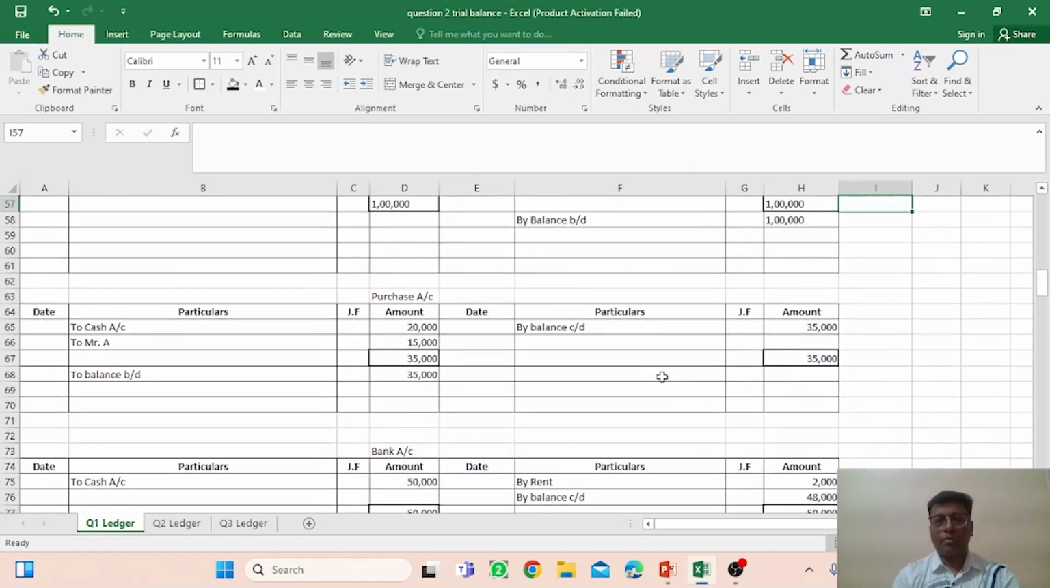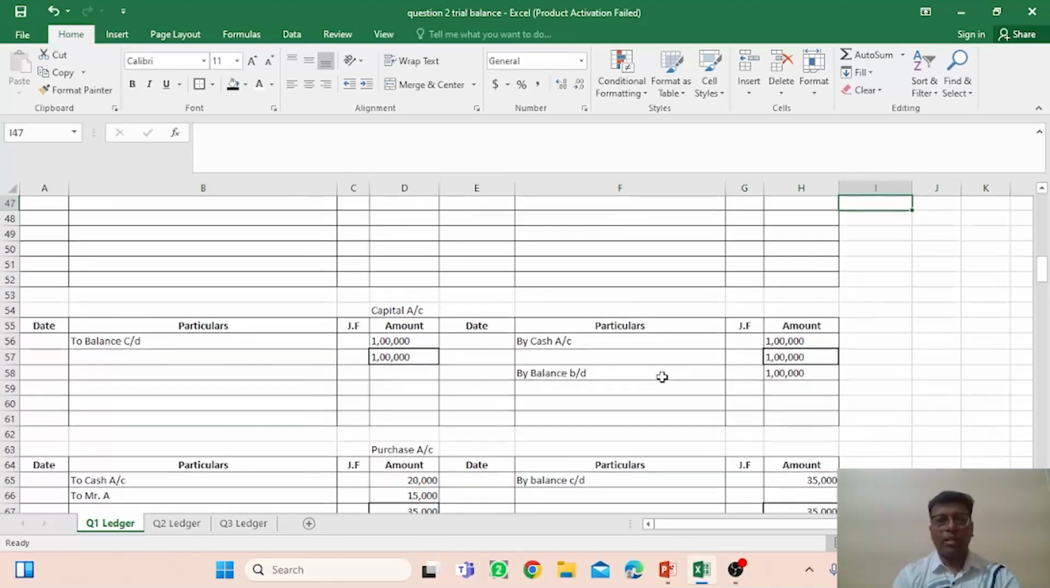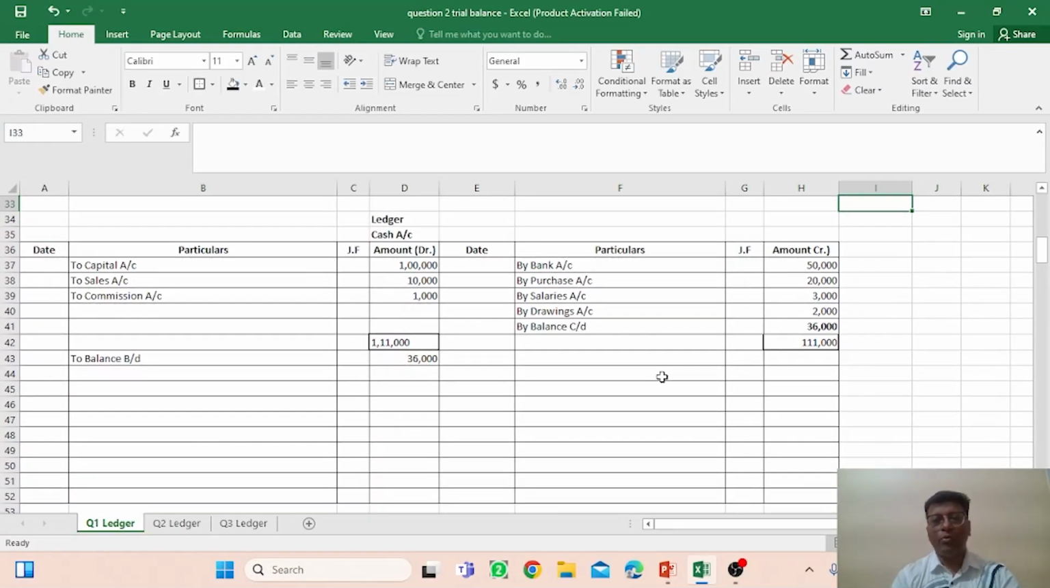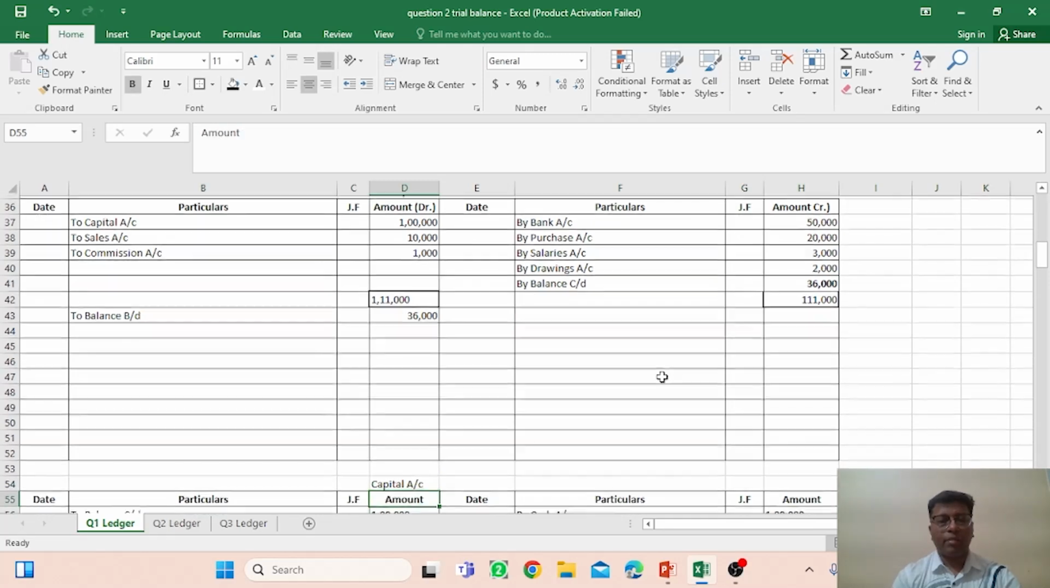You have to be very conscious when you are carrying the balances, because if the debit balance is there in a particular account, you have to write the debit balance in the debit side of the trial balance. As you see, the cash balance is on the debit side, so we made this balance in the debit side of the trial balance.